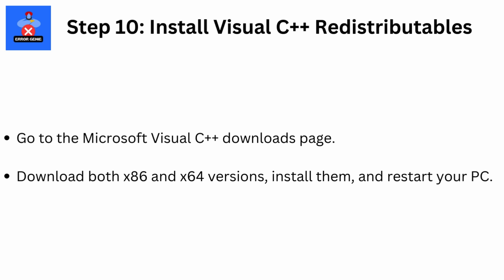Step 10. Install Visual C++ redistributables. Go to the Microsoft Visual C++ downloads page. Download both x86 and x64 versions, install them, and restart your PC.